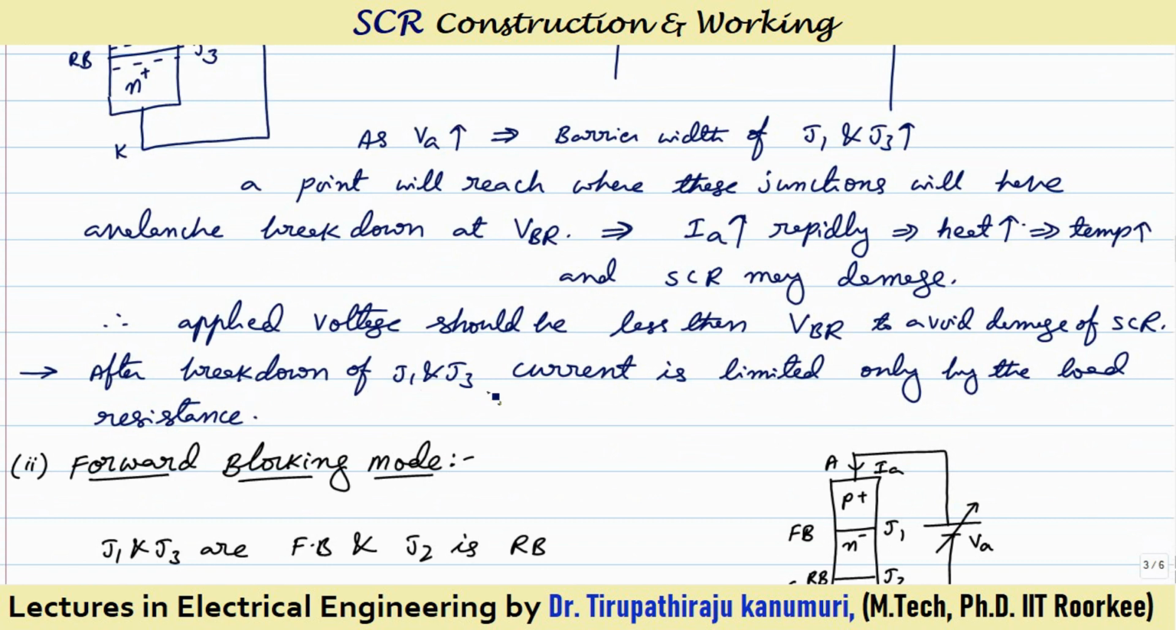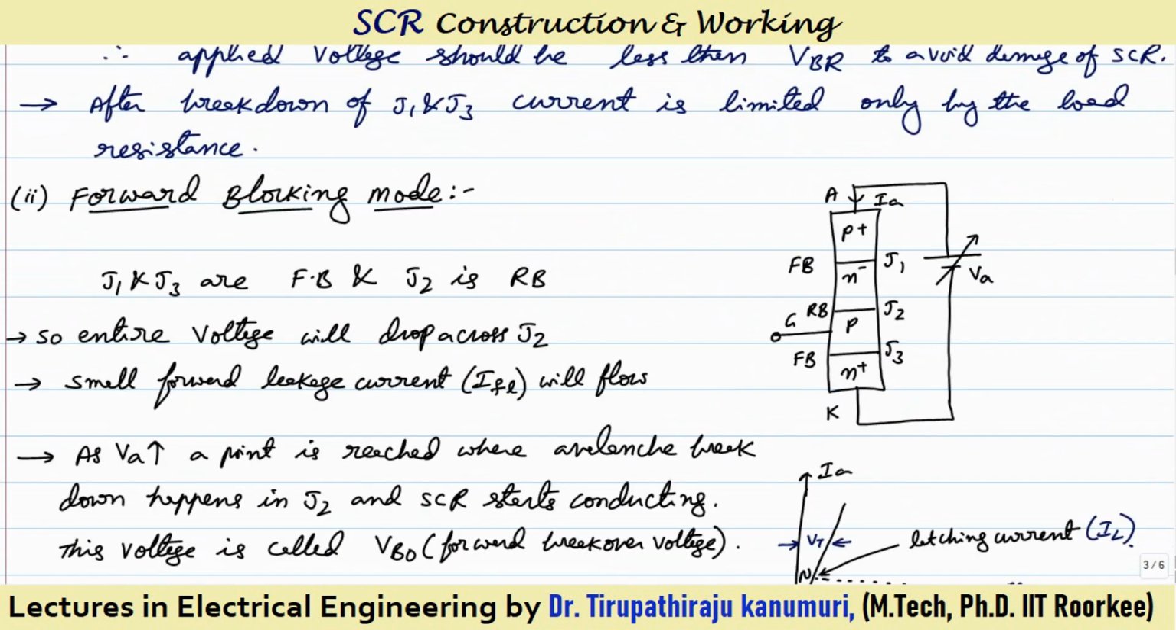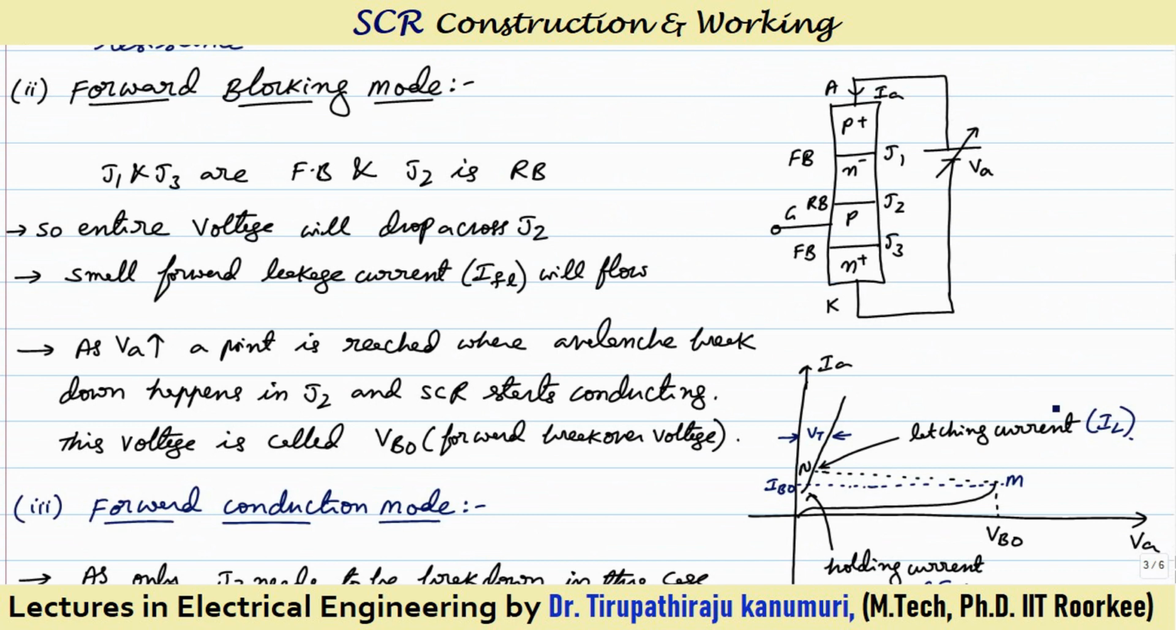After breakdown of junctions J1 and J3, the current is limited only by the load resistance. If the load resistance is less, the current will be extremely high and it will act as a short circuit and damage your device. So now coming to the forward blocking mode.